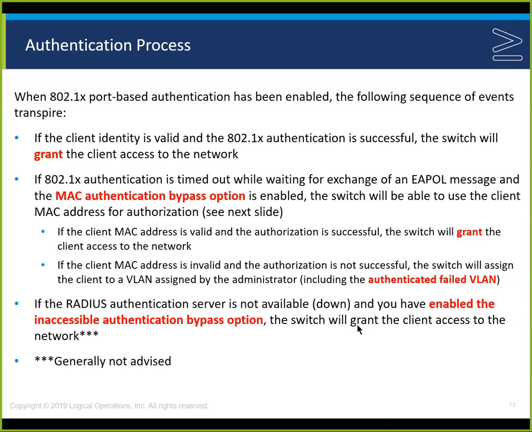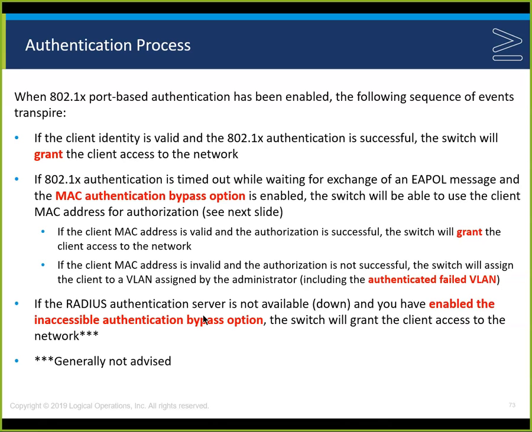And this says grant the inaccessible authentication bypass option. What if the Radius server isn't available? What if the Radius server is offline? What if we can't get to the Radius server? What if the router sends us bad routes, switch ports are down, wires are bad? There are a number of things you can probably think of that would keep us from being able to contact this authentication server.